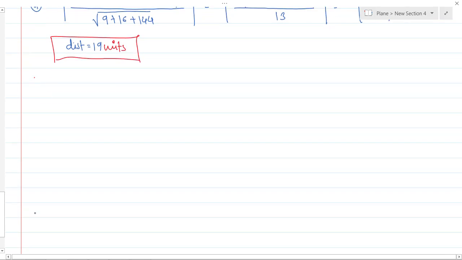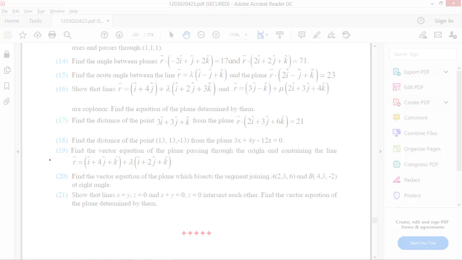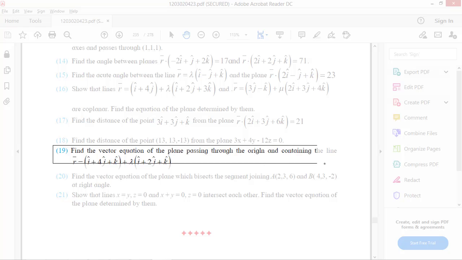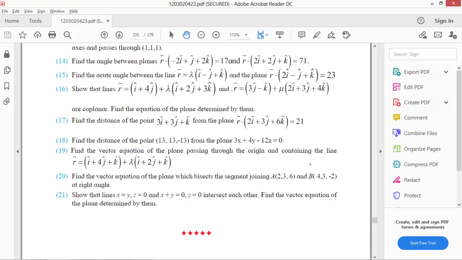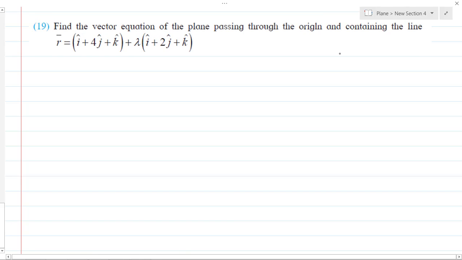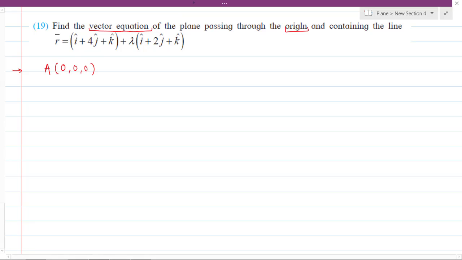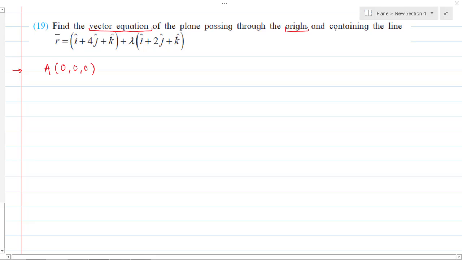Now let's take question number 19. Find the vector equation of the plane passing through the origin and containing this line. Again, it is a conceptual question. Let's understand the concept. The plane passes through the origin, which means the point is 0, 0, 0. The next information is that it contains the line they have given.